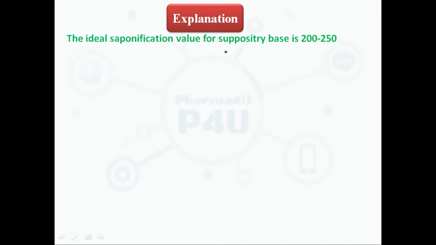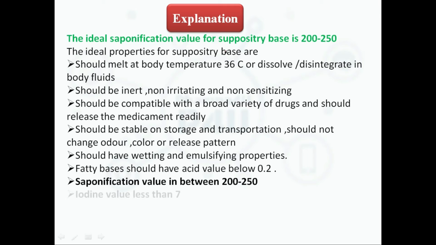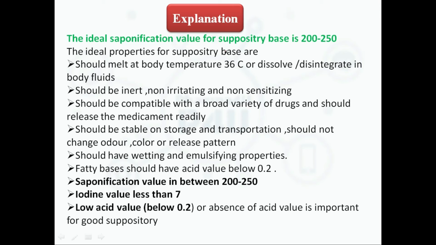So students, let's discuss the ideal properties of the suppository base. So here we have just the ideal properties. In this you have to just write down. So students, these three properties are very important. These three properties, students, are the saponification value between 200 to 250, the iodine value and the acid value. So try to note down their ideal properties. So the saponification value is 200 to 250.